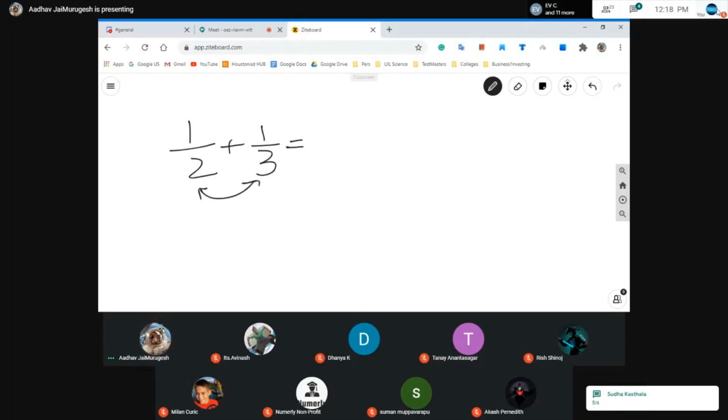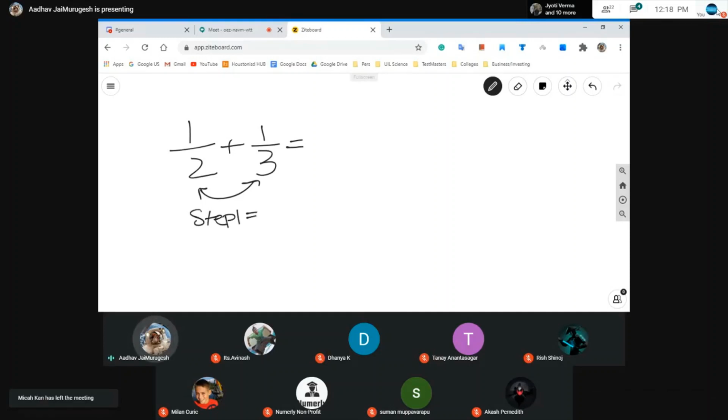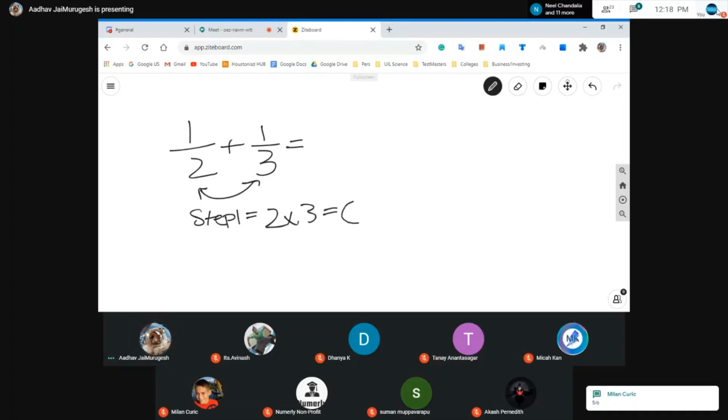Step 1 is multiplying the denominator of this number and the denominator of the next number, and that gives you an answer of 6, because 2 times 3 is 6. The reason we do this step is that in the normal method, you would try to make the denominators the same number. The least common number for these 2 numbers is going to be 6. So that's the first step.